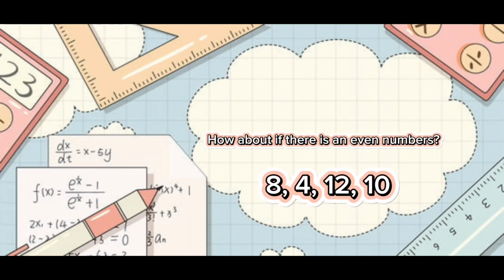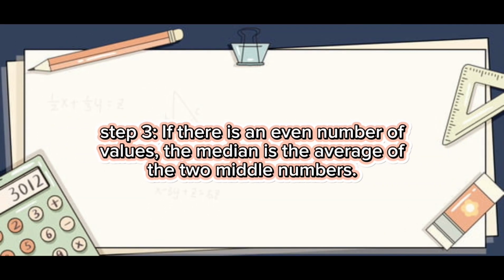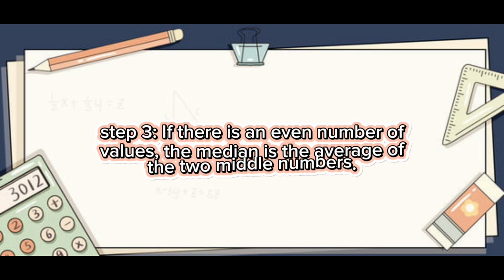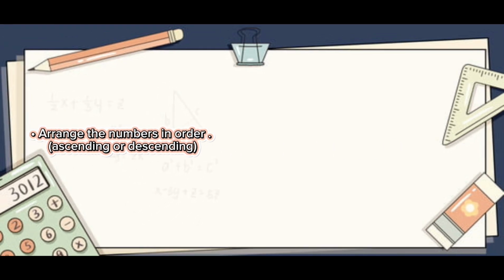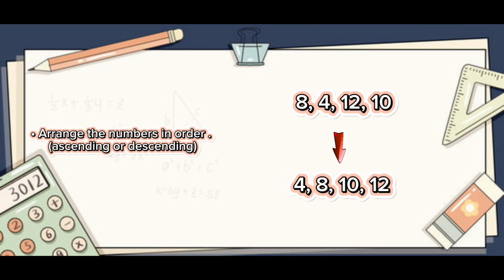How about if there is an even number, like this set of numbers, 8, 4, 12, 10? If there is an even number of values, the median is the average of the two middle numbers. But how do we determine the median in that situation? First, we arrange the numbers in order, ascending or descending. Like this one, I arrange it in ascending order.